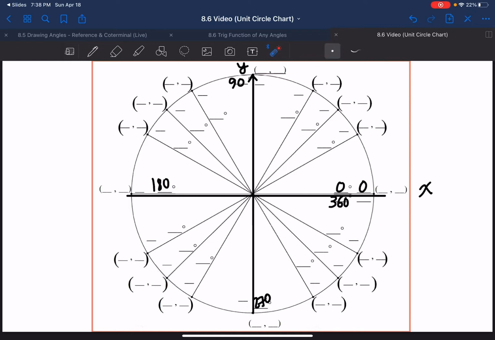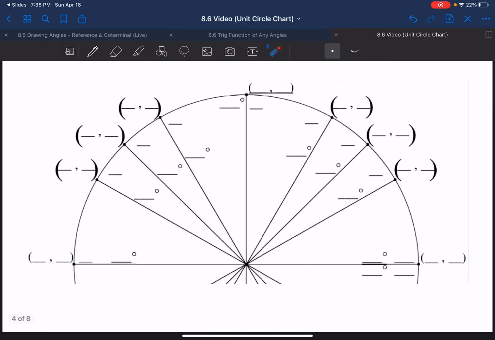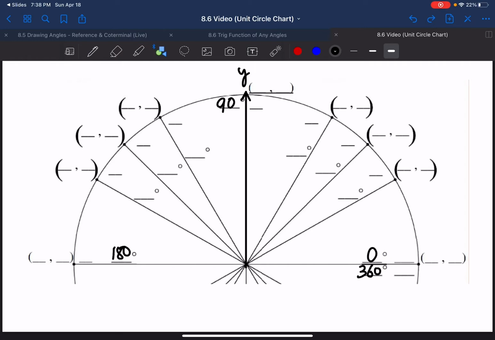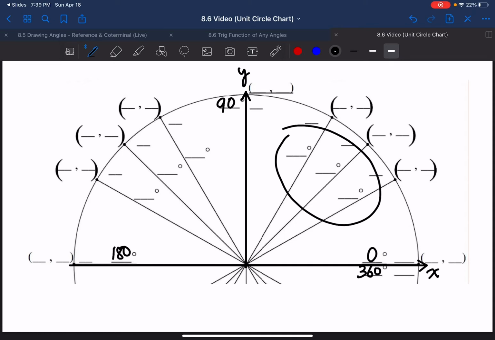I am going to focus on the top portion of the circle. Next slide, so you can see it. I zoomed in. It was 0 degrees, 360 degrees, 90 degrees, and 180 degrees. This is Y, and this one is X, right? What happened here is we have more angles between 0 and 90 degrees.